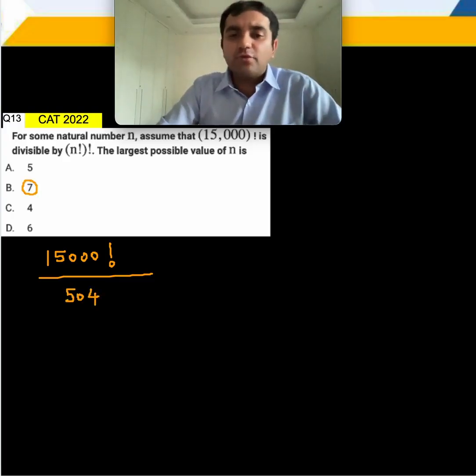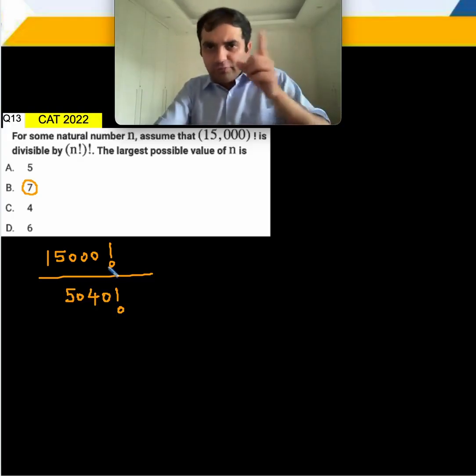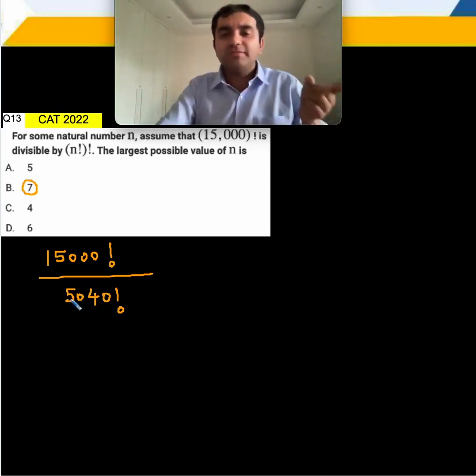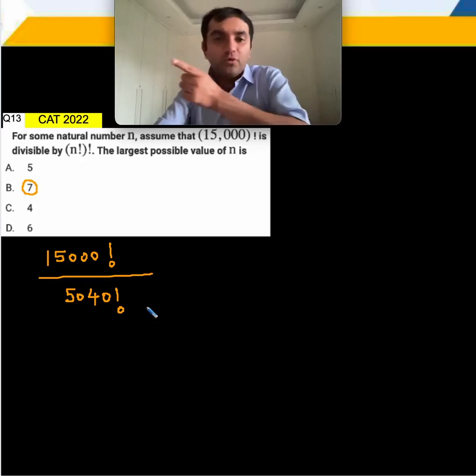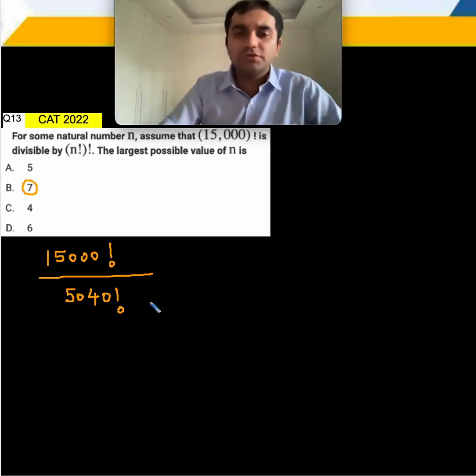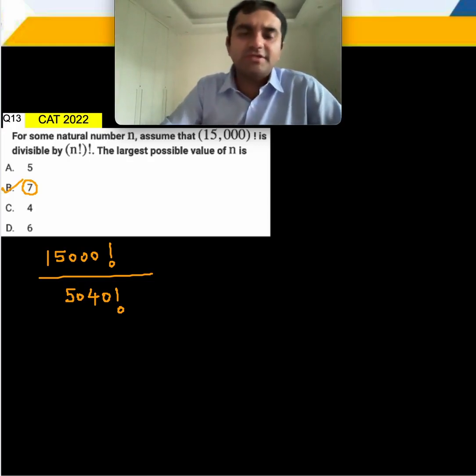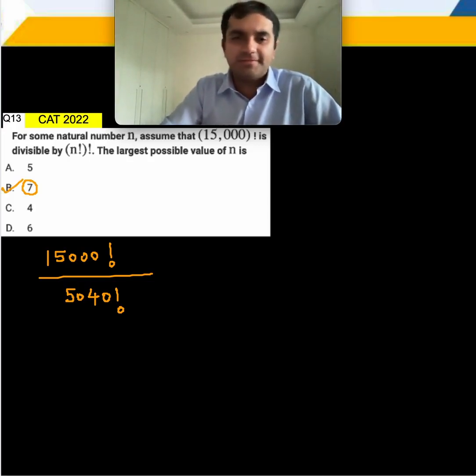So 5040 ka factorial. So is 1 into 2 into 3 into 4 up till 15,000 divisible by 1 into 2 into 3 into 4 up till 5040? Of course, the numerator is larger than denominator. It satisfies. Answer is B part for question number 13.